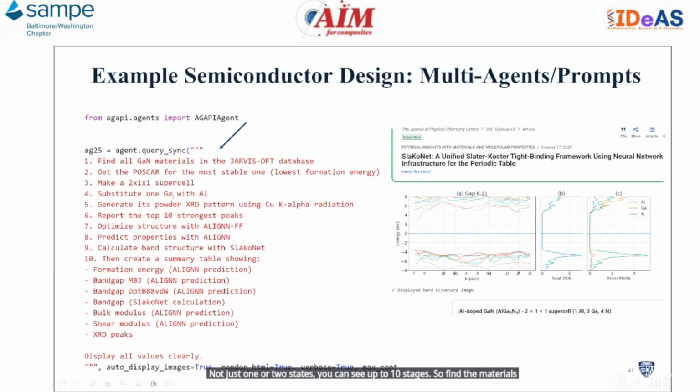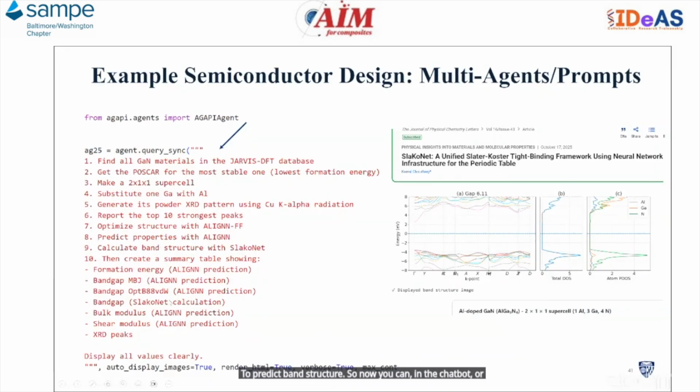So find the materials, make a supercell, substitute an atom, do X-ray diffraction pattern analysis, calculate band structure. Band structure in a chatbot. This was facilitated by this framework called Slakonet, which we developed just last year, I think, which is a universal model for predicting the electronic band structure. The graph neural model usually cannot predict the electronic band structure because it uses bonds, angles, distances, and not really electronic structure data, which makes it challenging to predict band structure.